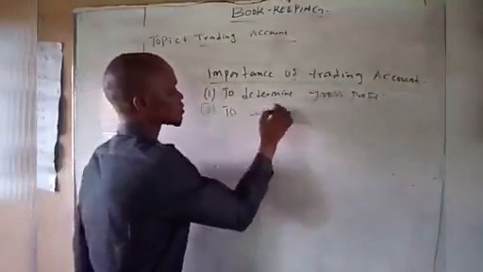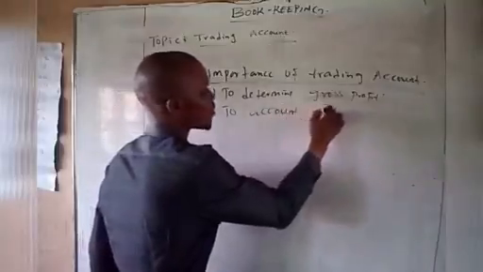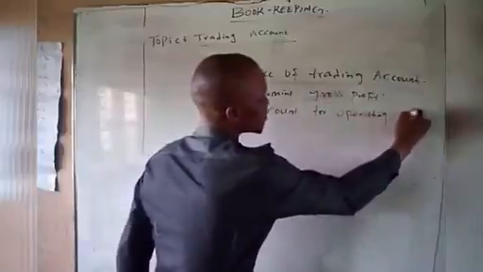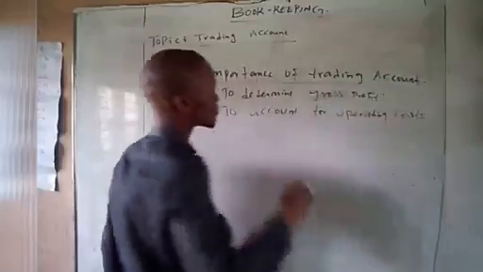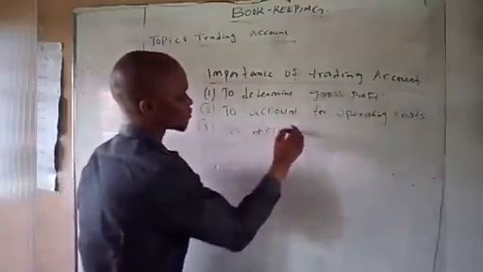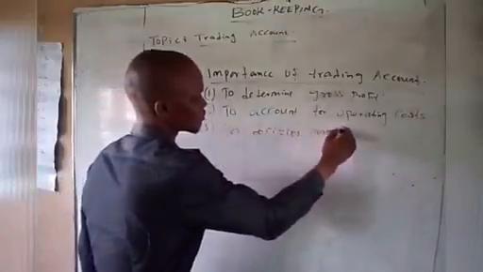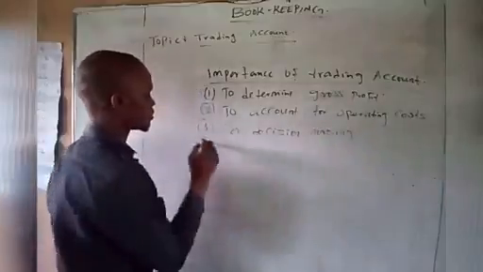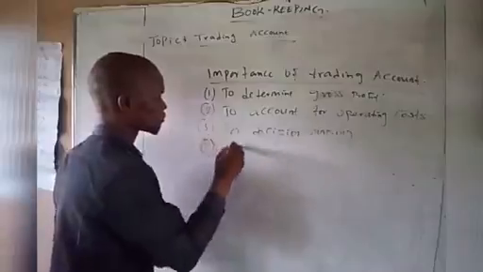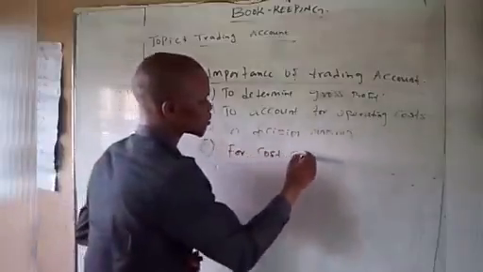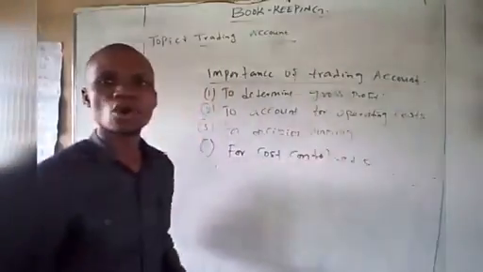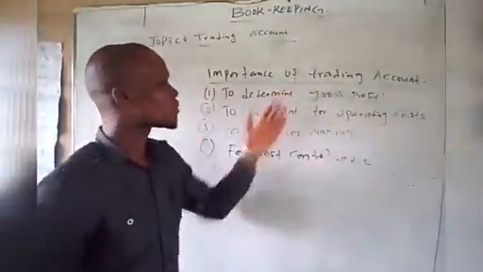Number 2, to account for operating expenses, to account for operating costs. Number 3, for decision making. Number 4, for cost control, etc. So these are some of the reasons or purposes of preparing trading account.